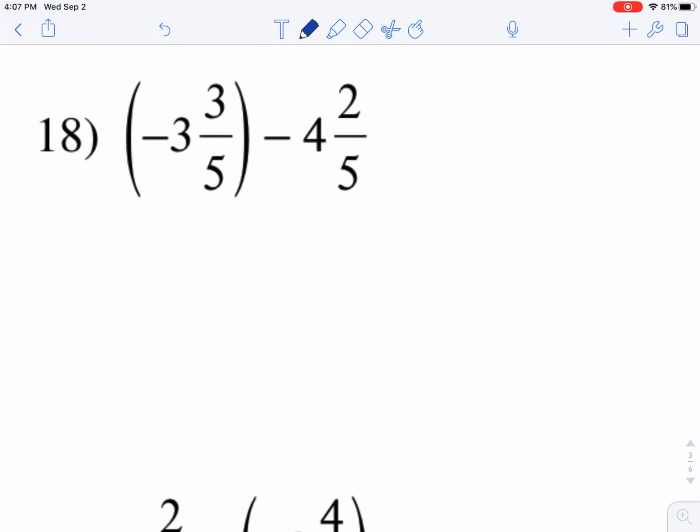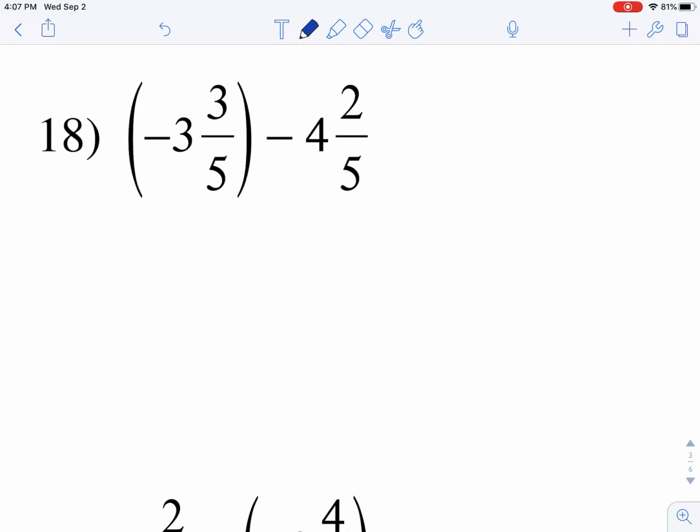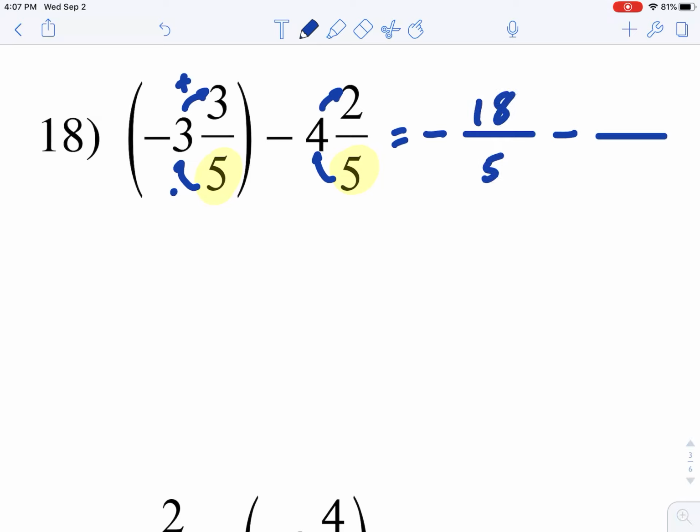All right, number 18. They do have common denominators, which is nice, but we have mixed numbers. So I'm going to do that process where we convert these to improper fractions. So let me set up sort of a framework over here. I have a negative fraction minus another fraction. 3 times 5, or 5 times 3 is 15. 15 plus 3 is 18 fifths. 5 times 4 is 20. 20 plus 2 is 22 fifths.